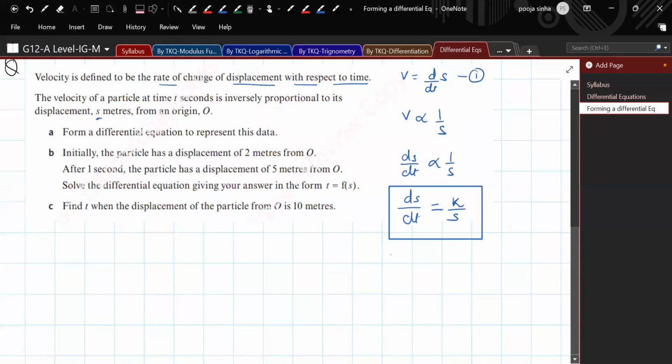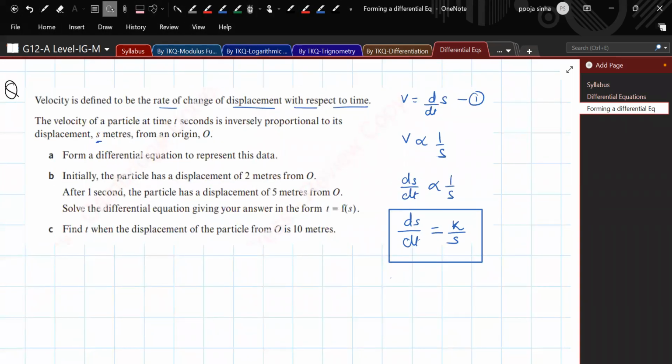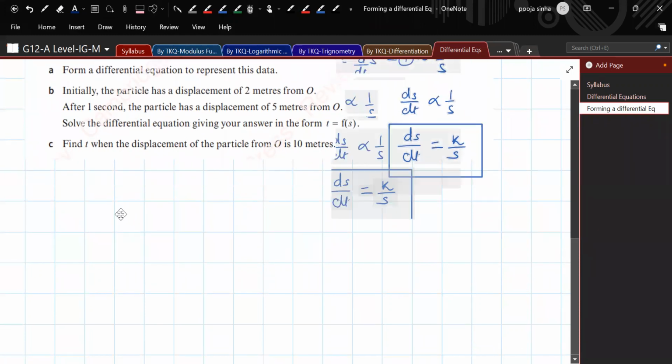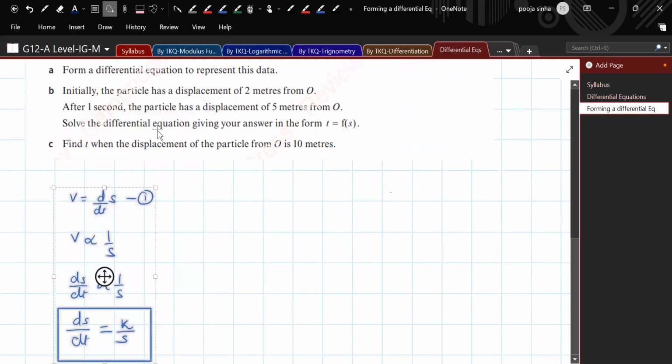So the first part is done. So what have we done here? A quick revision. First we figured out from the first line that V is the rate of change of displacement, so V is equal to ds by dt. Then from the second line, we understood that the relationship between velocity and displacement is inversely proportional. So we wrote V is proportional to 1 upon s. And then we replaced V with ds by dt, right? And then we removed the proportionality sign and put an equal to sign. Correct? Any confusion in the first part?